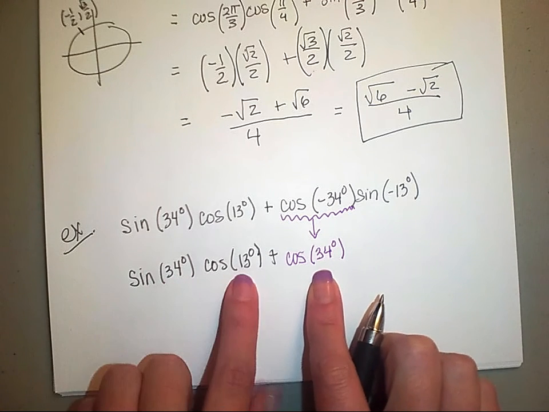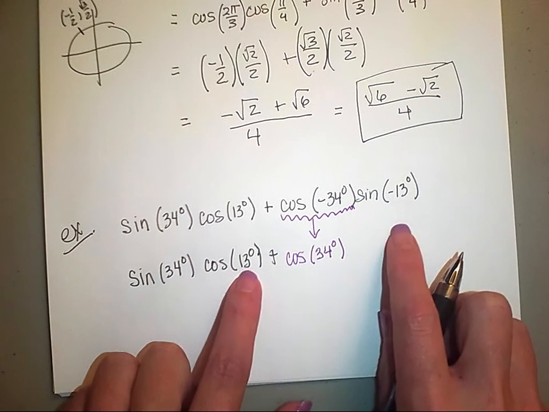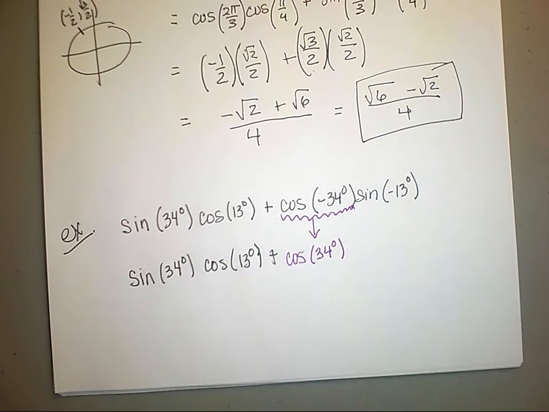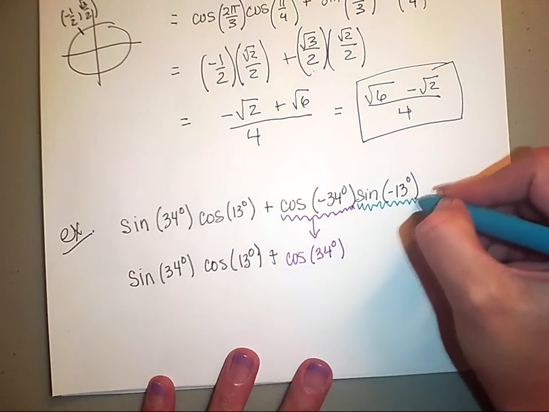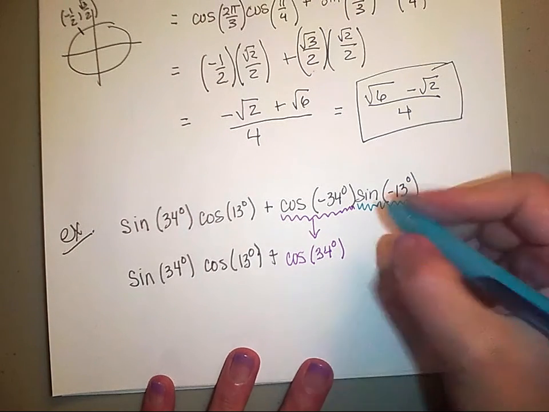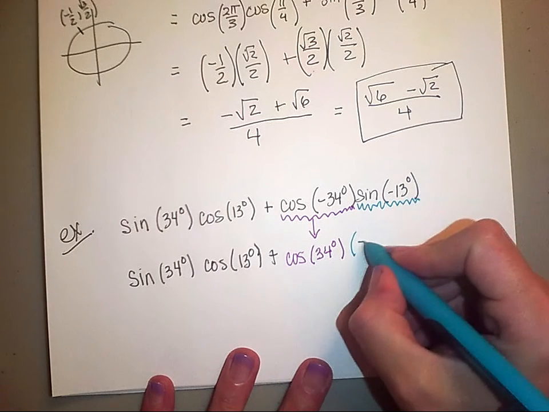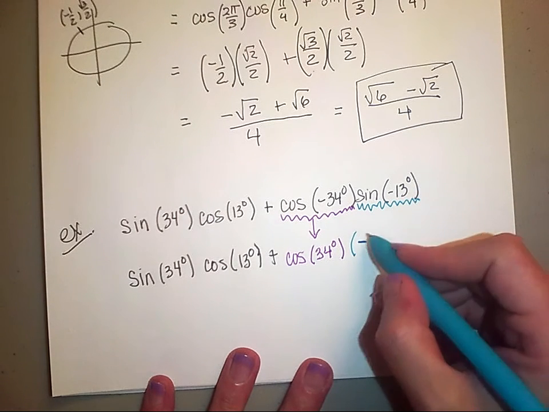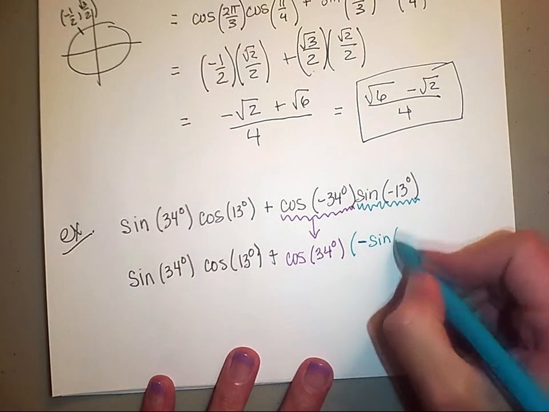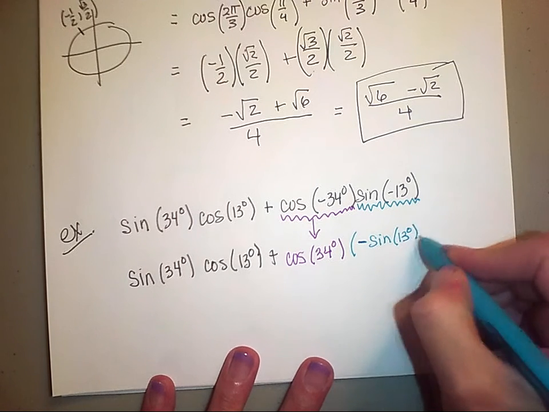Degrees, and then we have the plus. Okay, so we're almost there. Now, what about, can we make this negative 13 into a positive 13? Well, sure we can, because sine is odd, so the sine of the negative angle is the negative sine of the positive angle.